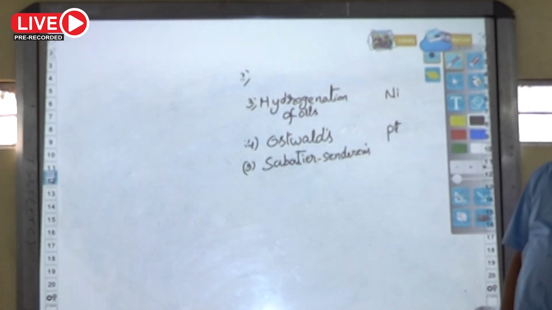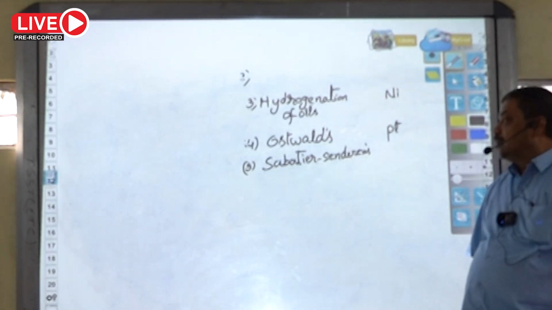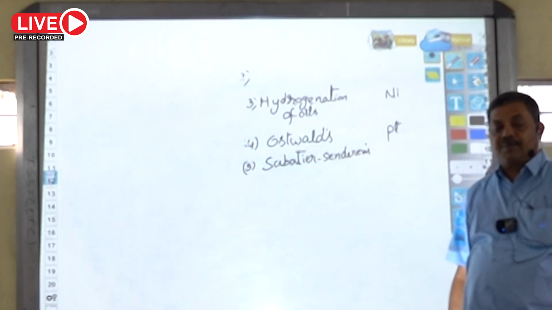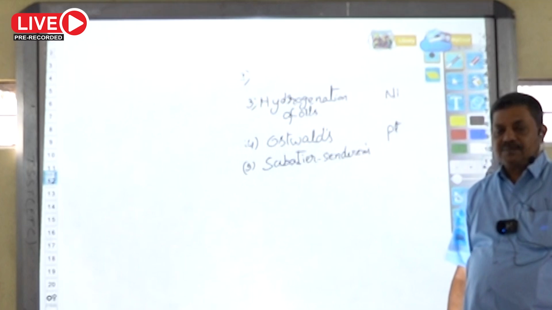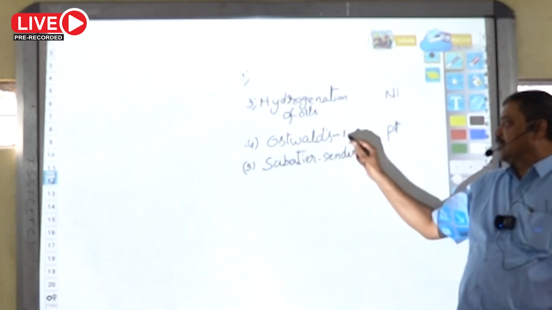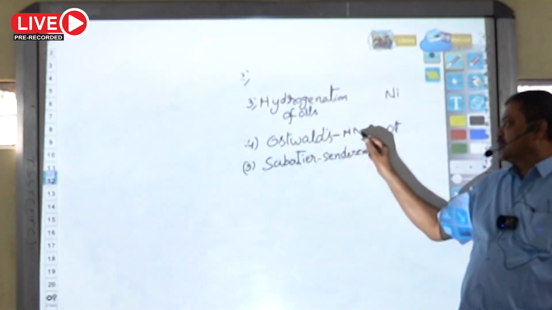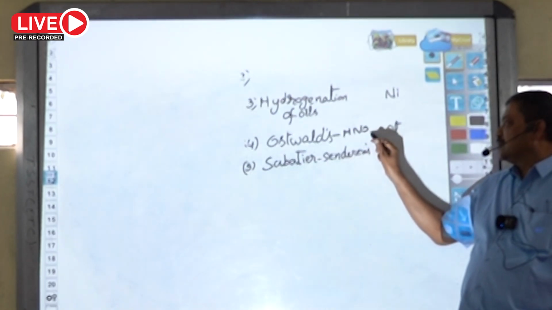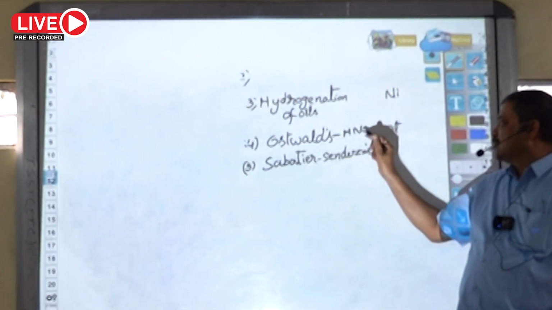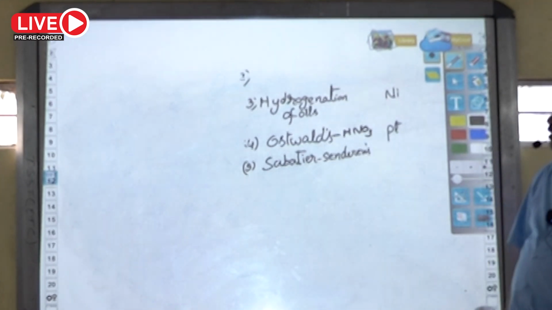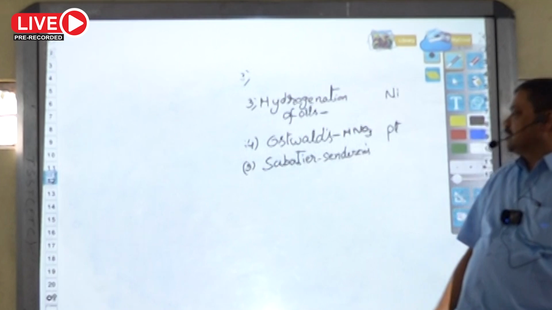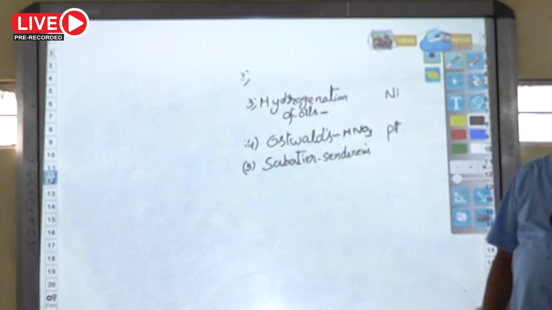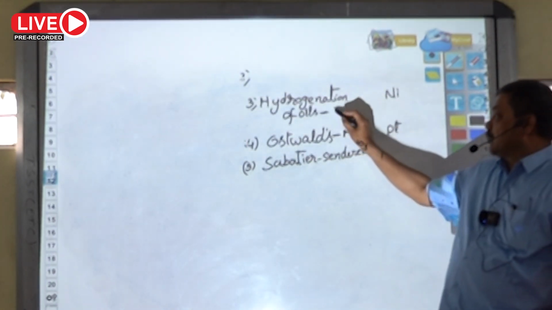In Ostwald's process, what do you use? Platinum. What do we manufacture? Nitric acid. Ostwald's process is meant for HNO3, nitric acid. In hydrogenation of oils, what do we make? Dalda or vanaspati.